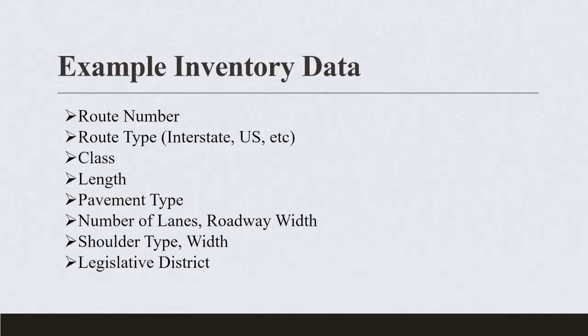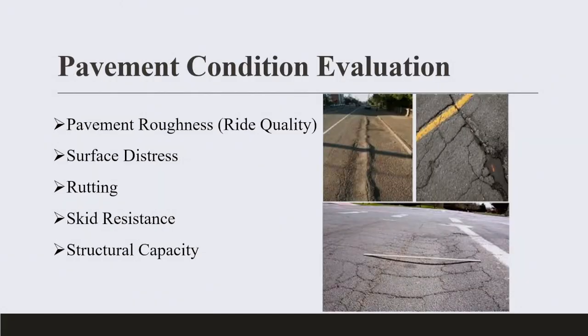The route number, the type, is it an interstate or US? You can classify local, collector, arterial, express, free, however you want. The class, level of service, length, pavement type, number of lanes, roadway width, shoulder type, shoulder width, legislative district. Because in part, you have to tie the decision to who is responsible. Could be municipality or the overall DOT or the federal. So again, it is however you classify things in your own country.